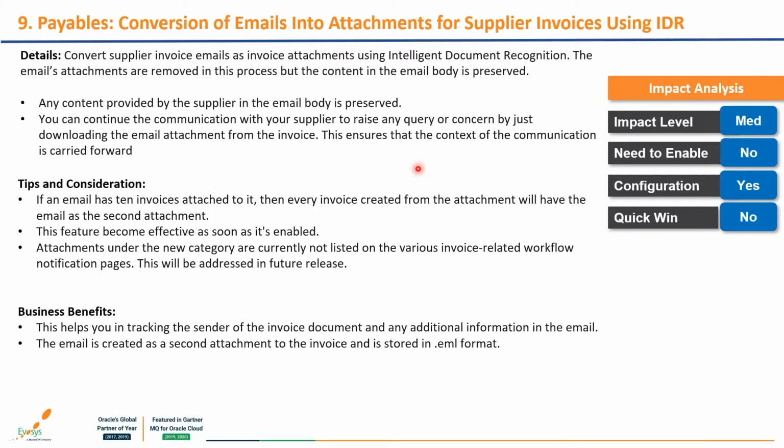So any suppliers, let's say, directly sending email to Fusion, and through IDR we are creating the invoices, right? We can very well preserve all the details of the email body, and we can get those details on the supplier invoice page itself. So let's say if there are multiple invoices in one particular email, in all of the invoices created, the first attachment will be the invoice itself, and the second attachment will be the body of the email itself. So we can track all the communication done by the supplier, and we can also negotiate with the supplier on the details mentioned in the email itself, right?